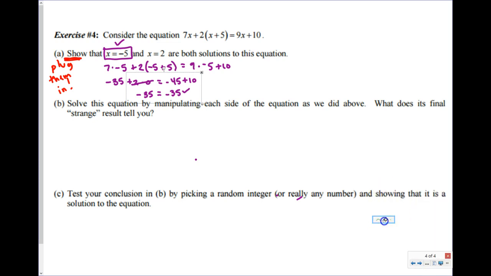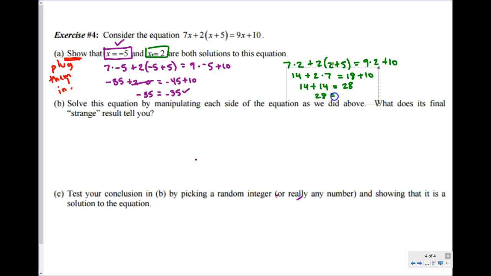Now let's try x equals 2. I'm going to do that in green. So 7 times 2 plus 2 times (2 plus 5) equals 9 times 2 plus 10. I'm just plugging in 2, so wherever I see an x, I'm putting a 2. Now let's simplify. 7 times 2 is 14, plus 2 times 7, and 9 times 2 is 18 plus 10. This becomes 14 plus 14 equals 28, and 28 does equal 28. So both x equals 2 and x equals negative 5 are solutions.